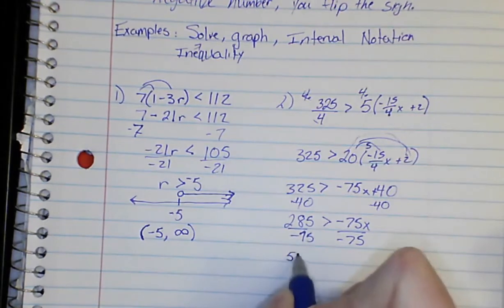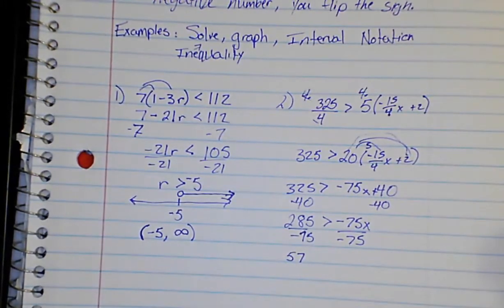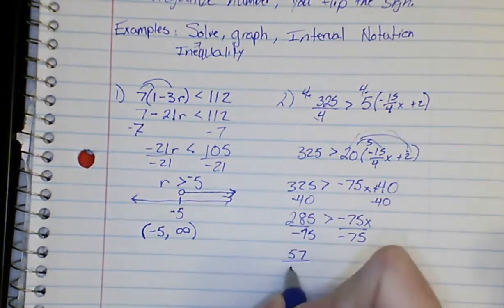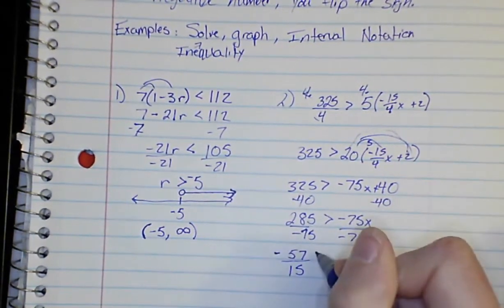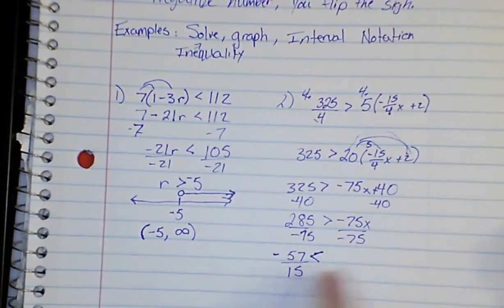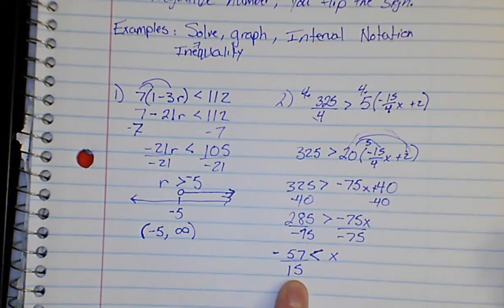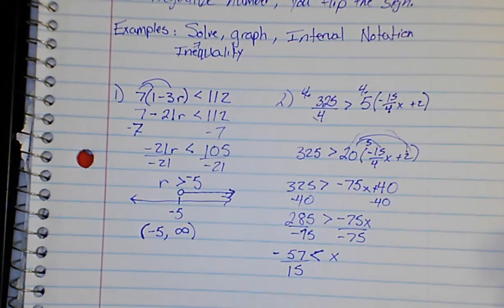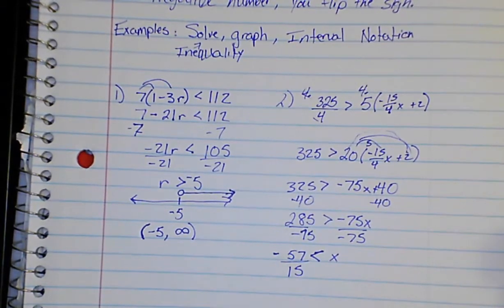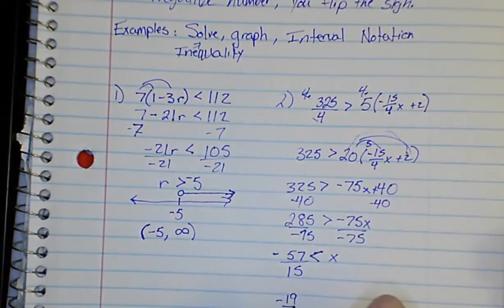So we'll have 57 over 15, and this will be a negative. Since we divided by a negative, we have to flip the sign, and we have x. Now, this can reduce again by 3, because 5 plus 7 is 12, and 12 is divisible by 3. So this will be negative 19 over 5.